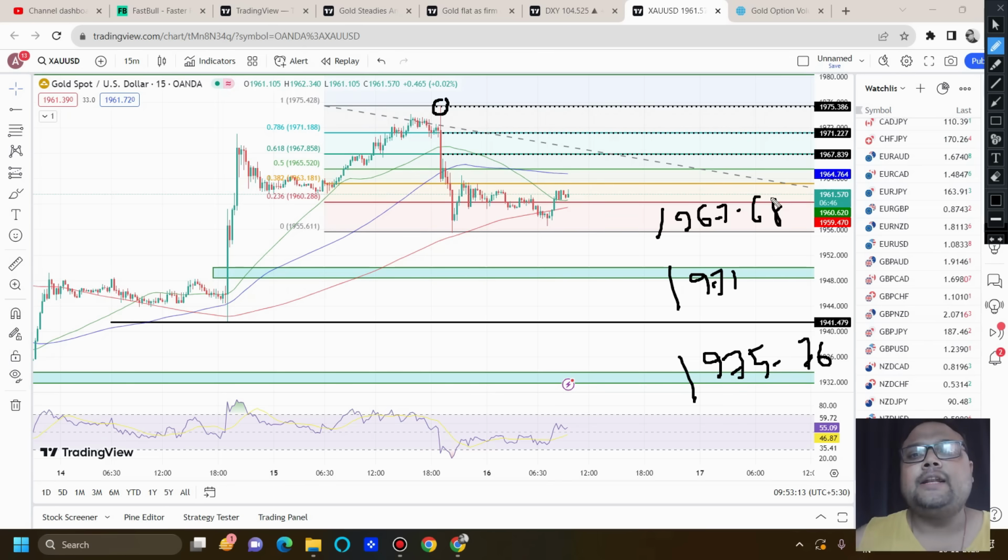So these are the three levels where scalpers can look for a quick selling opportunity for 20 to 30 pips, not more than that. Once you see the market is showing price rejection from above, hit the sell button and exit after 20 to 25, 30 pips.